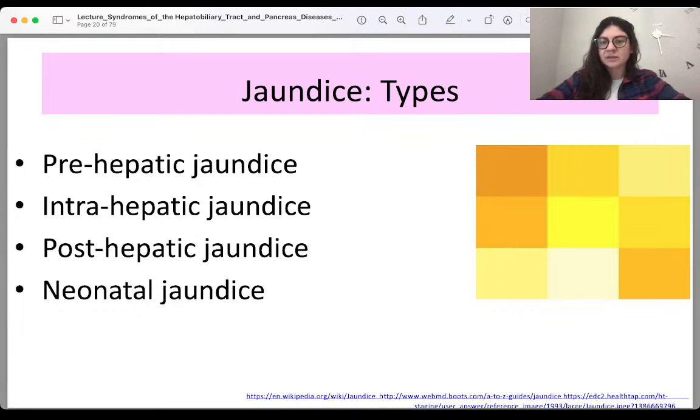Now we will discuss each one. And here you see a picture with different shades of yellow. Why did I include it here? Because in different patients, depending on the type of jaundice, there can be different yellow coloration of the skin, mucosa, and sclera, from brown to lemon color. That's why, according to this color, you can suspect one or another type of jaundice.